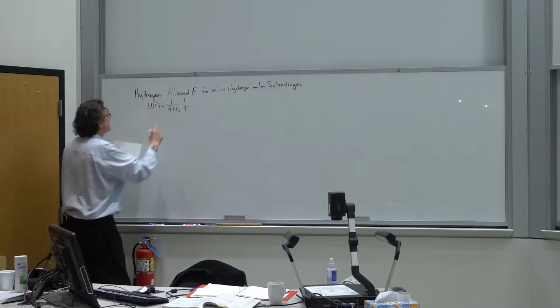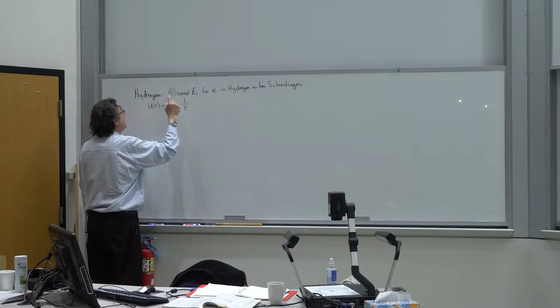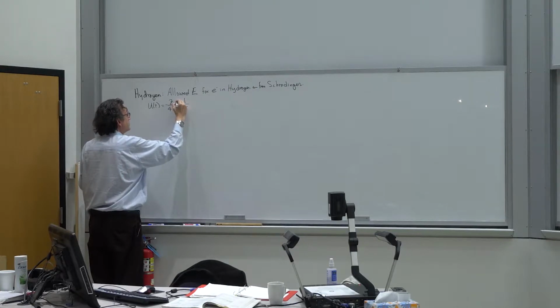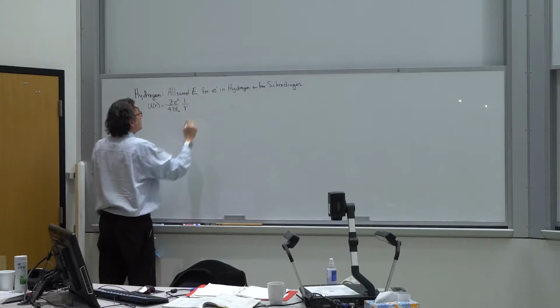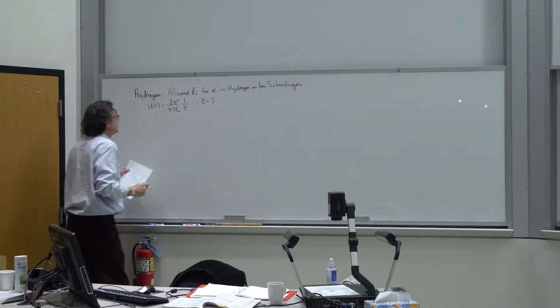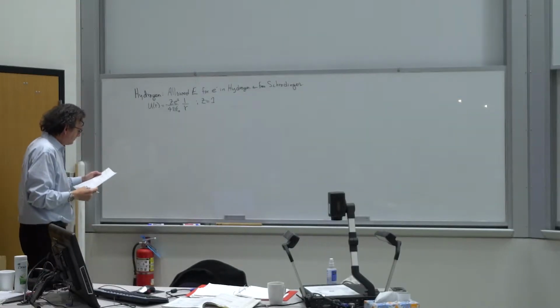and I believe I forgot to put it in. Z is the Z of the nucleus. Well, Z for hydrogen is 1, but let me just write this out, e squared. Right? So, of course, for hydrogen, we have Z equals 1, and so we will just evaluate this as we go along.